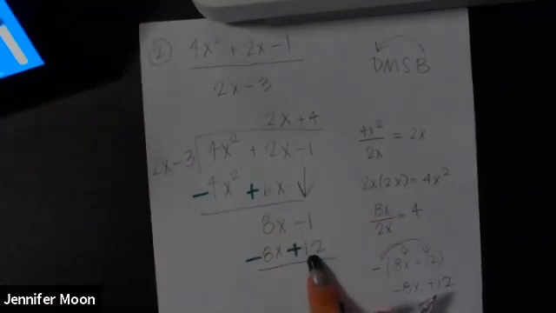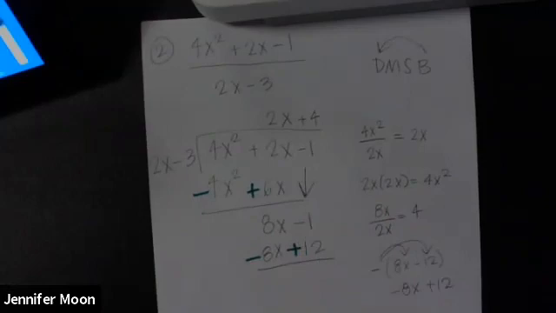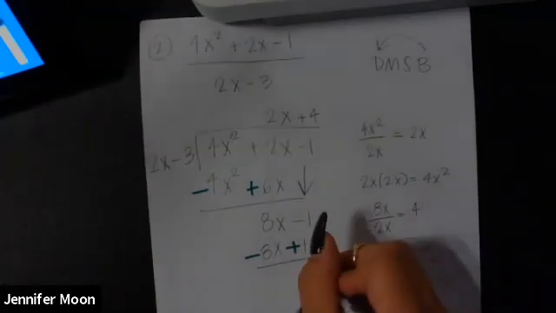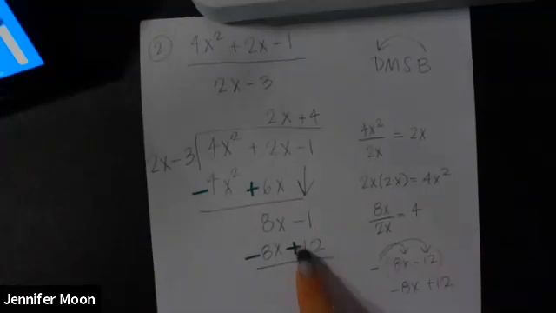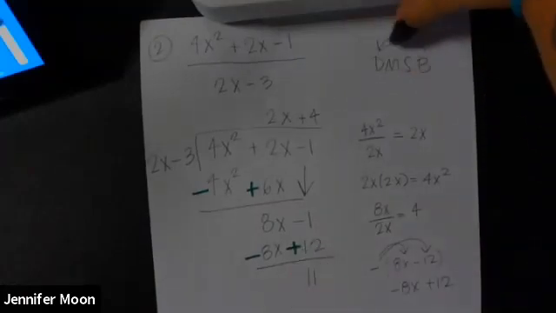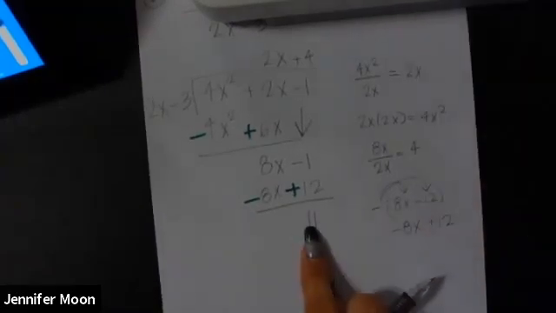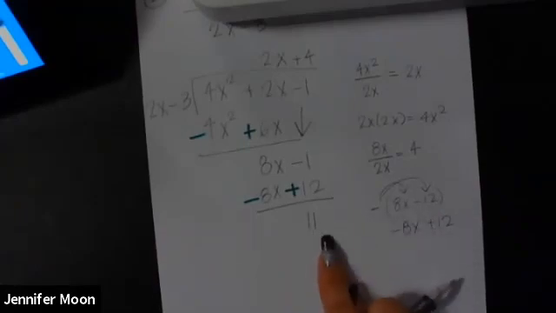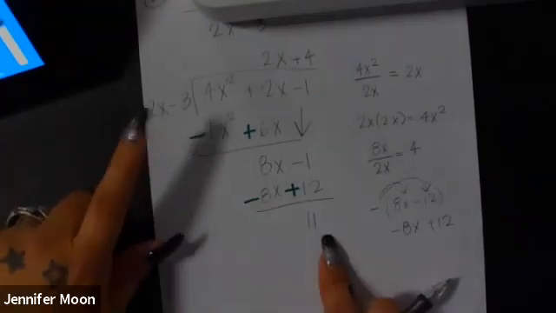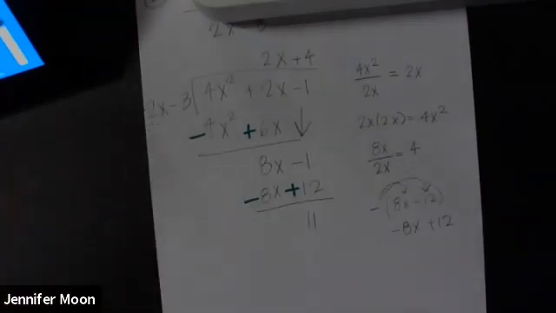And then if you scoot over right here, I've got a -1 and a +12. Well, those signs are different. So I would actually subtract. I'm going to keep the sign of the larger. And so 11 is my remainder. So using that example that we did at the beginning of class where I had 5/26, right? You take your remainder and you write it over your divisor.